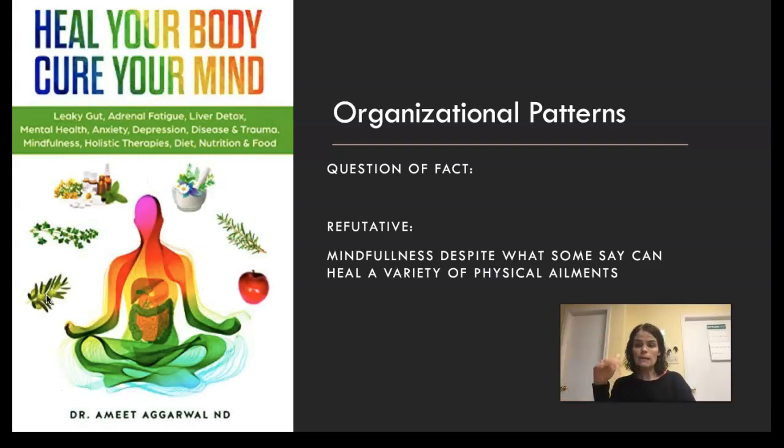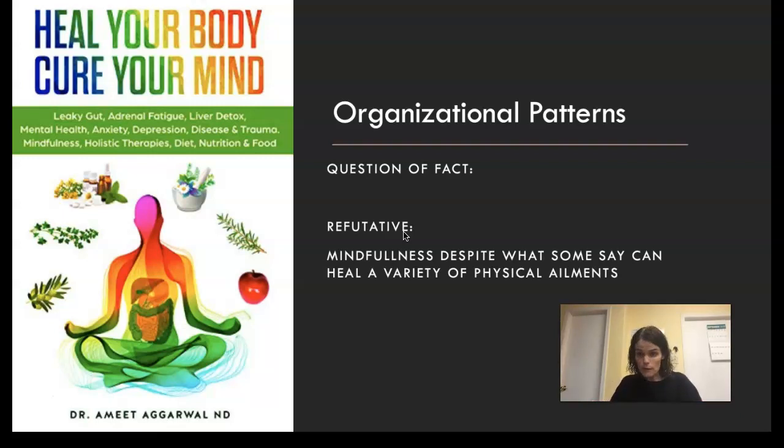Now, questions of fact, these you'll see, I think, are a lot more obvious why we would need persuasion. So, for example, let's say that my argument is mindfulness, despite what some can say, can heal a variety of physical ailments. The pattern I'm using here is the refutative pattern. And what the refutative pattern does is it allows you to not only present your own case. So I could say mindfulness heals physical ailments, particularly it heals fibromyalgia and high blood pressure, something like that. And I could give those.